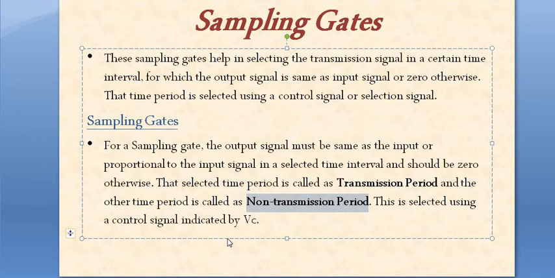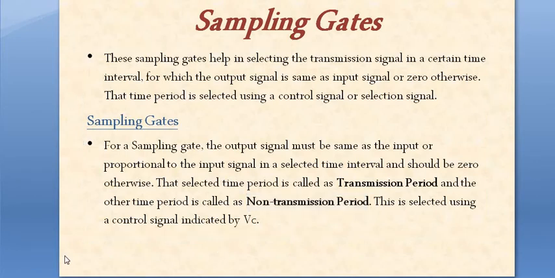So what is a sampling gate? A sampling gate helps to select the transmission signal in some particular time interval, for which the output will be the same as the input, or else it will be 0. That time is selected by using a control signal, or selection signal, indicated as VC. I'll just show you the figure so it will be very clear.